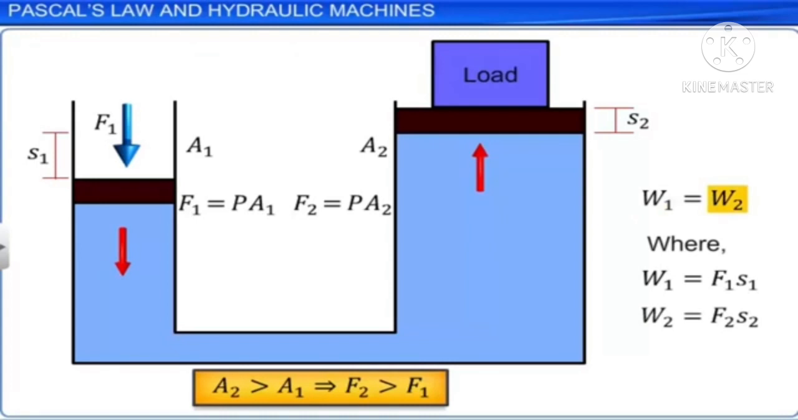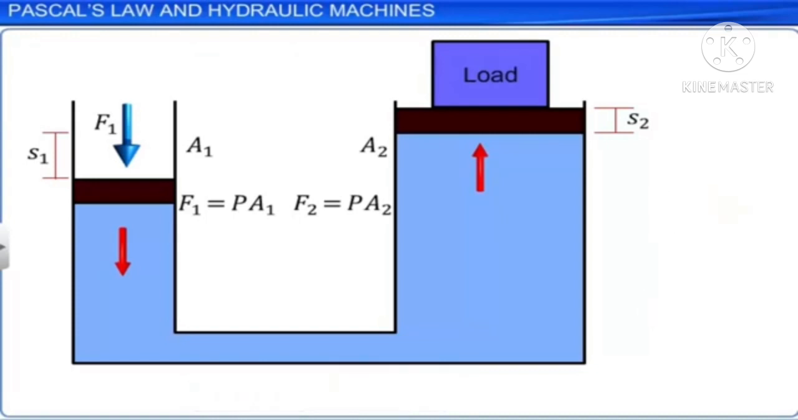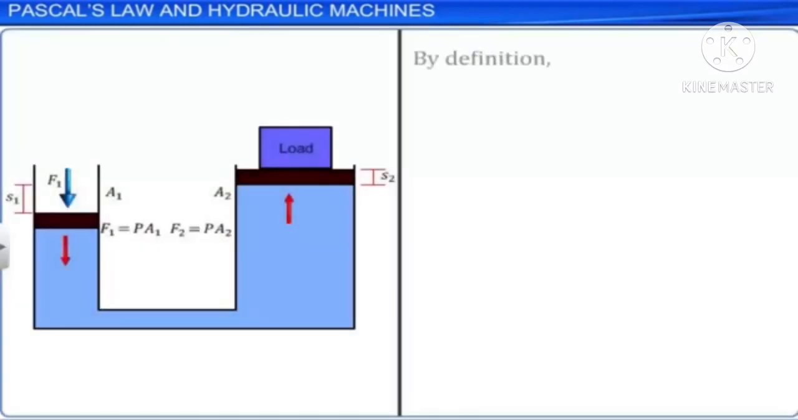By definition, the mechanical advantage of a machine is the ratio of load F2 to effort F1. Substituting F2 with PA2 and F1 with PA1, we get the mechanical advantage as A2 by A1. Hence, we can write the mechanical advantage of a hydraulic lift as the ratio of the cross-sectional area of the larger piston to that of the smaller piston.